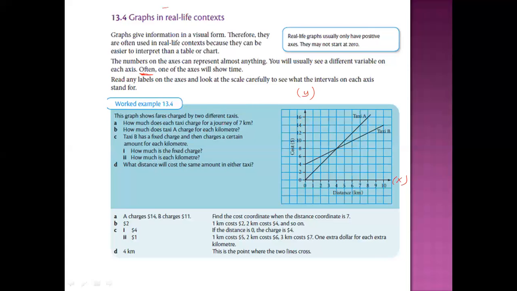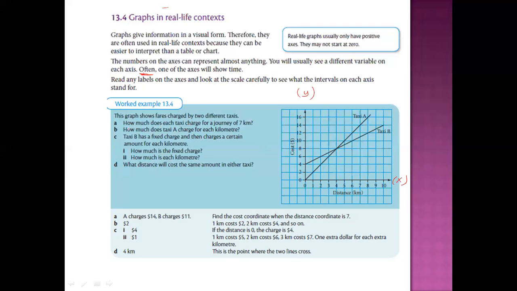Let's look at the worked example, and then after that we have some examples for you. It's useful for exam time also. It will be helpful for you. So this graph shows fares charged by two different taxis. The first taxi is taxi A and the second is taxi B. Their distance, their costs, and their time are also different.